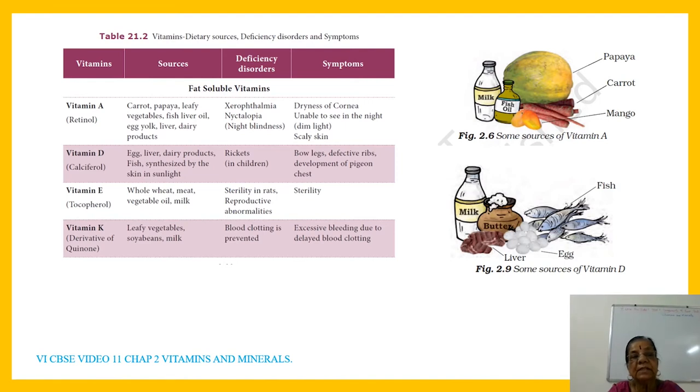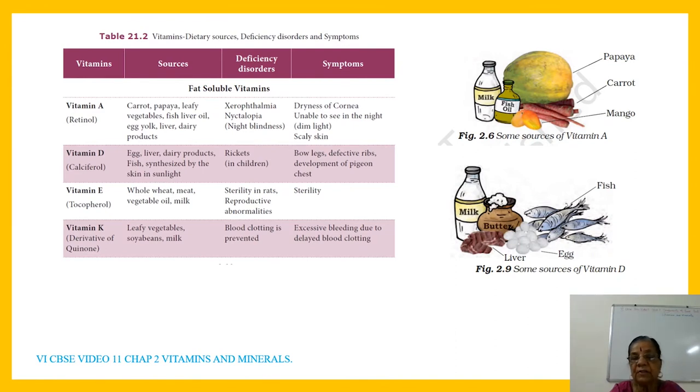Now you should know the other names of these vitamins: vitamin A, retinol; vitamin D, calciferol; vitamin E, tocopherol; and vitamin K, derivative of quinone. So I repeat, vitamin A, retinol; vitamin D, calciferol; vitamin E, tocopherol; and vitamin K, derivative of quinone.